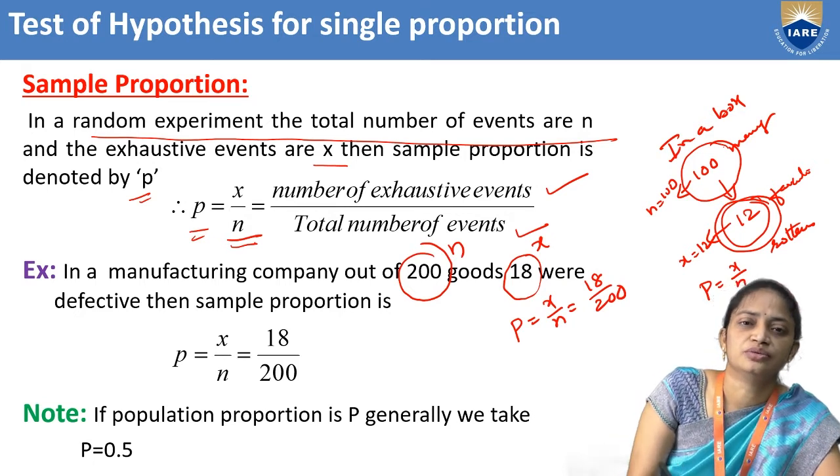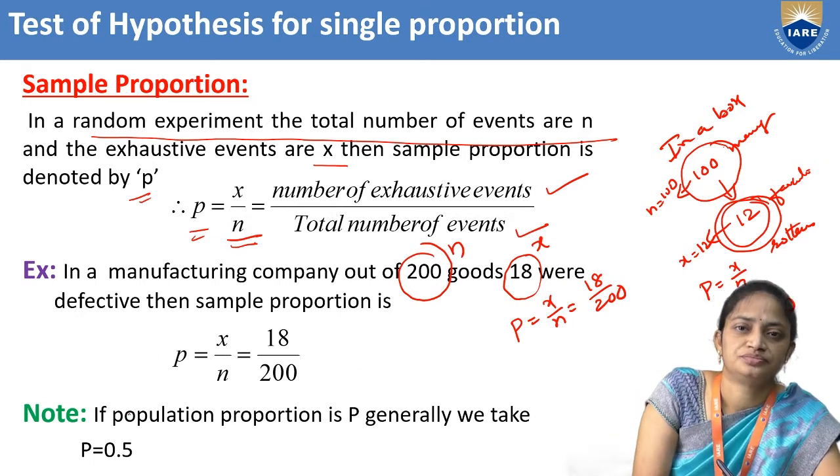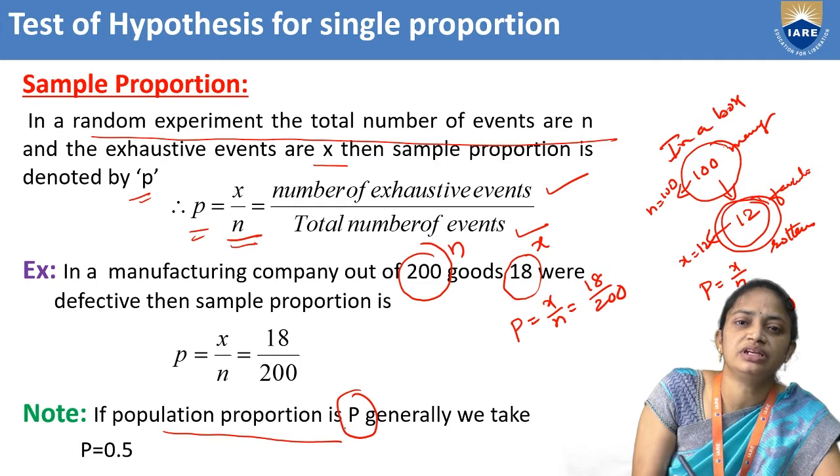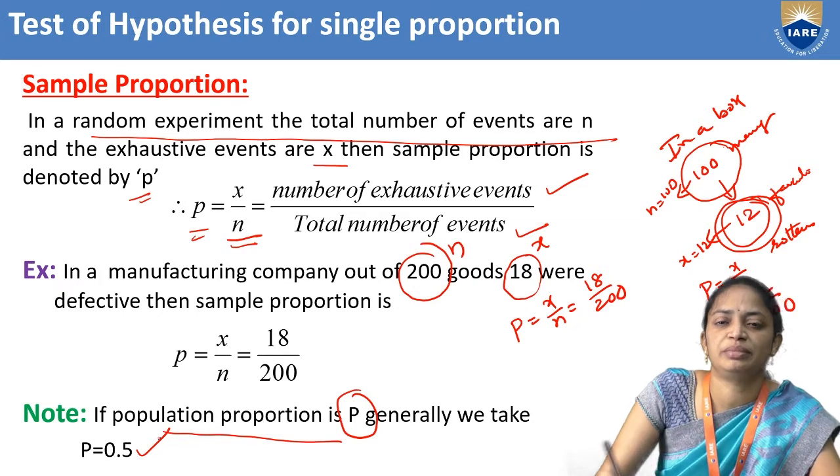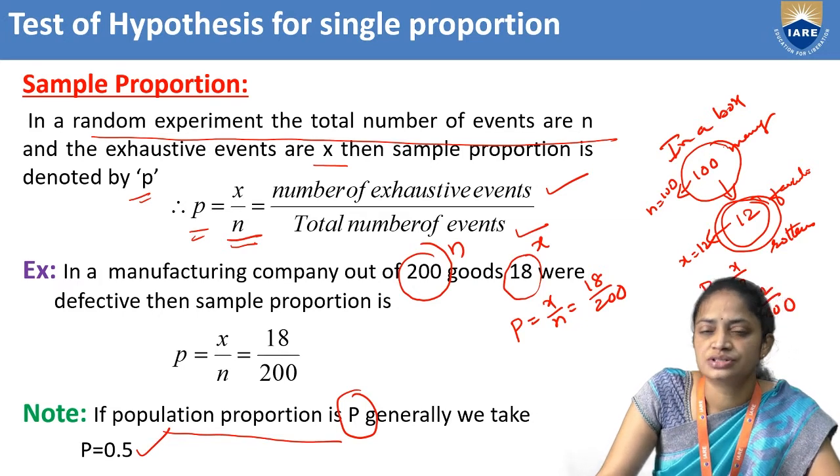Okay, so note, population proportion is always denoted with the capital P. Generally we take P is 0.5, that means capital P equal to 50%. Sometimes they will not give the population proportion value. In that case, we can take P is 0.5.